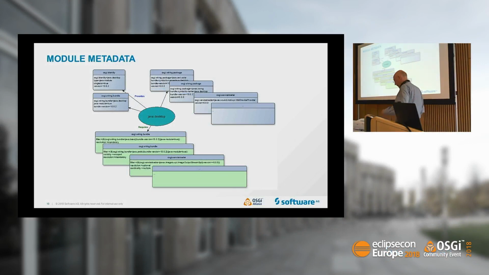So we say, this is just like a bundle requirement, but we require a special kind of bundle, namely one which has this Java module true attribute. And all OSGi bundles would not have that attribute, so they would not resolve against this. That's what we propose.